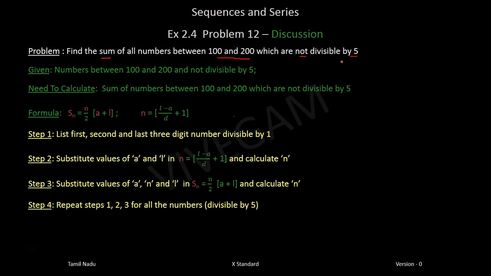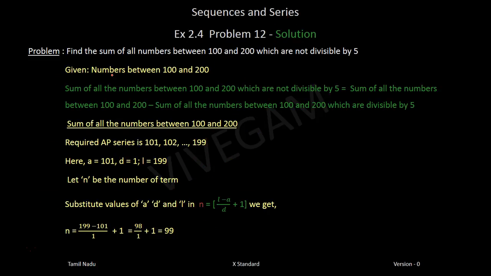Anyway, I'm not sure whether you are clear or not. Nothing to worry. We will do this problem. So subtract the second sum, the sum obtained in step 4, from step 3, and you will be able to get the value. Now let's get into the solution. So given the numbers are between 100 and 200.